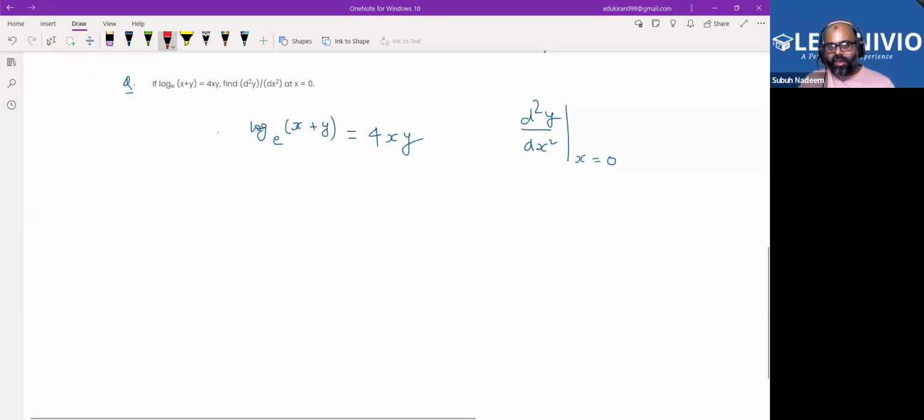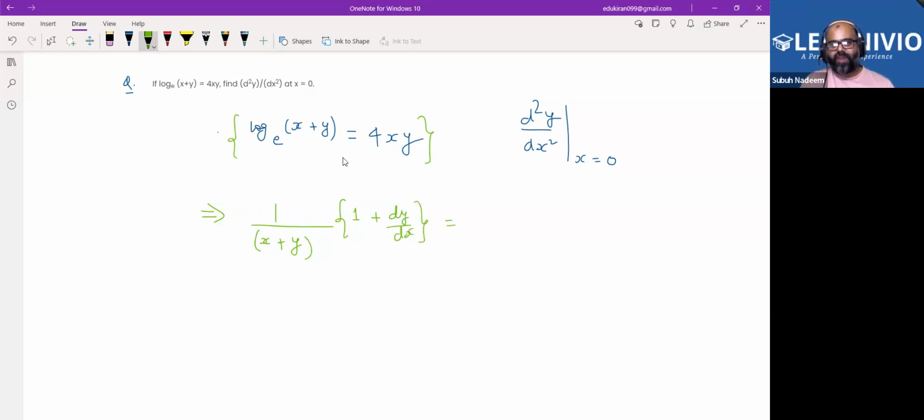So if we see here, let us do the first derivative. So when you differentiate both the sides, this will be 1 by (x plus y). This is the derivative of log. And the derivative of (x plus y) is 1 plus dy by dx. So x derivative is 1, y derivative is dy by dx. So this is the chain rule. On the right side, there will be the product rule, that is x into dy by dx plus y into dx by dx, which is 1. So this is what we will get here.